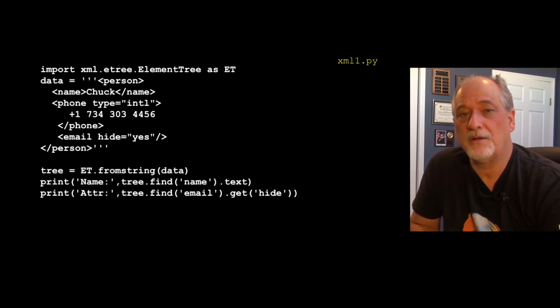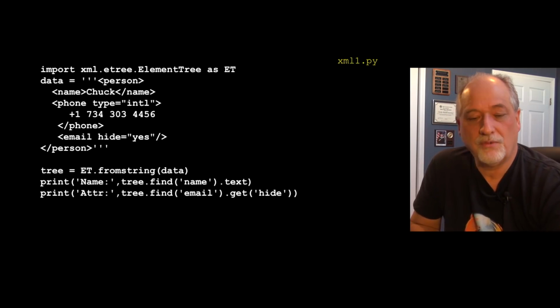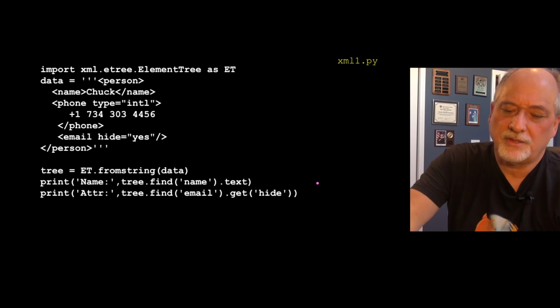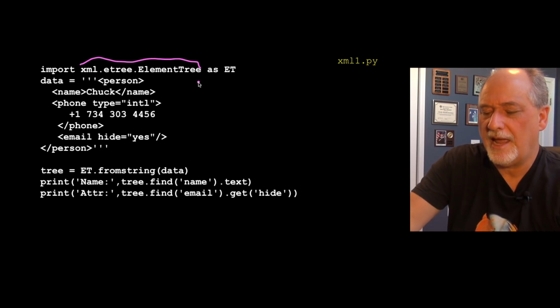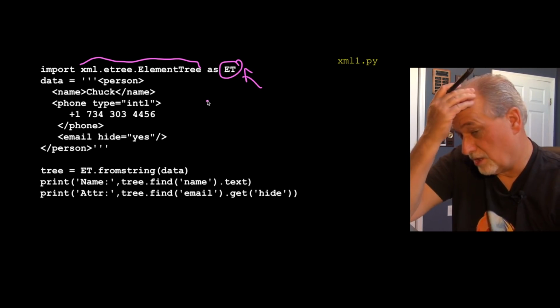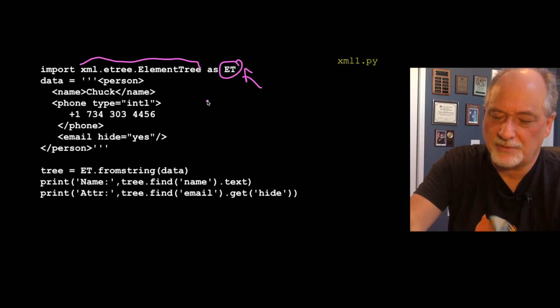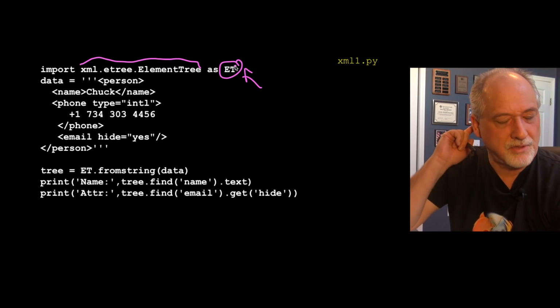So let's talk a little bit about how we might talk XML inside Python. And so, like most things that are in this extended part of Python, we have to import something. And so this is the name of a library, XML etree element tree. And then as ET, this ends up being a shortcut. So we don't have to type these long things. And so ET is the same as typing that. It's almost like a macro.